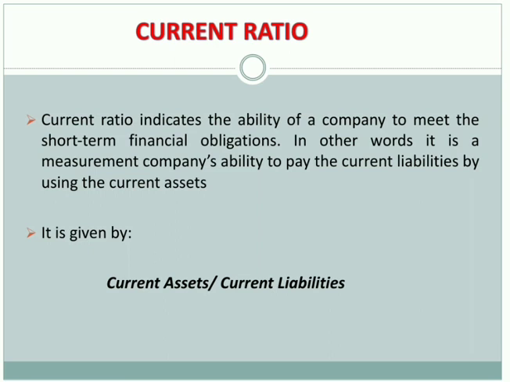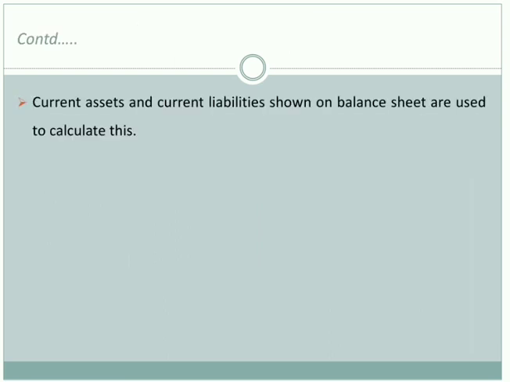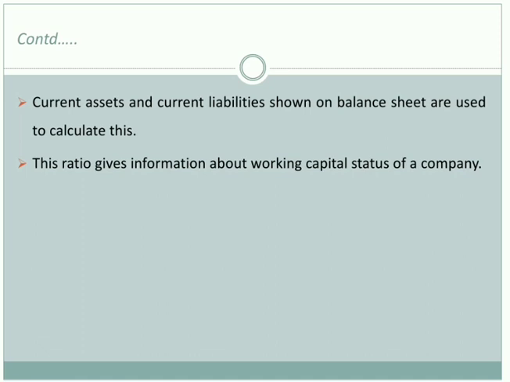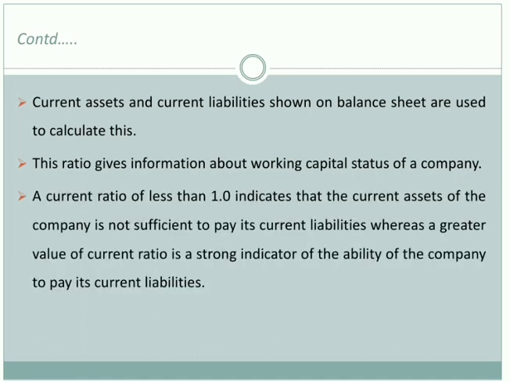If your current ratio is greater than 1 or less than 1, what will be the scenario of the company? Current assets have to be greater than current liabilities, else your company is not performing well and day-to-day needs cannot be met. Therefore, when we go for further discussion, these points will come up. Current assets and current liabilities shown on the balance sheet are used in this calculation. This ratio gives information about the working capital status of the company.